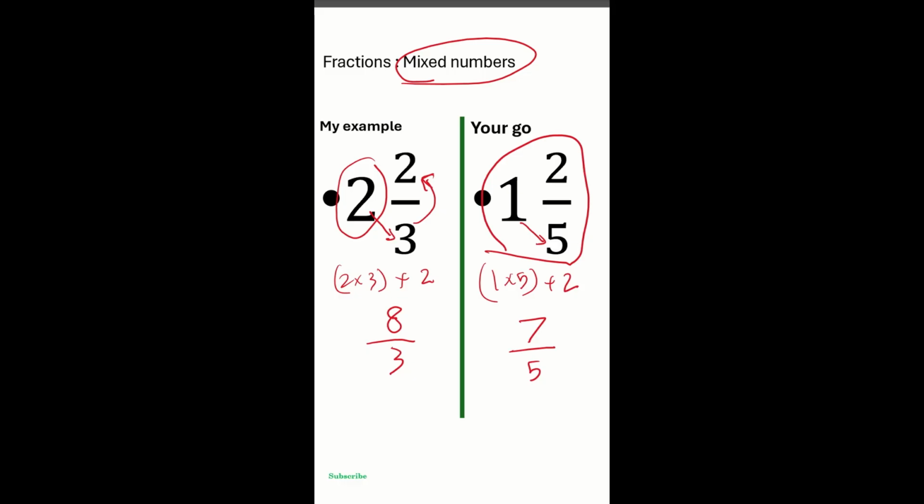And we use the same check. How many 5s are there in 7? There's 1, and we have 2 left, so it's 1 and 2/5.